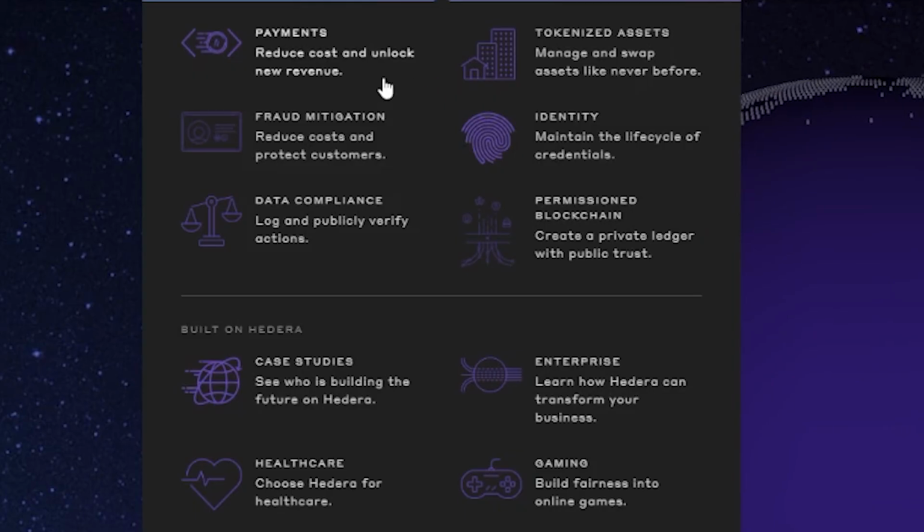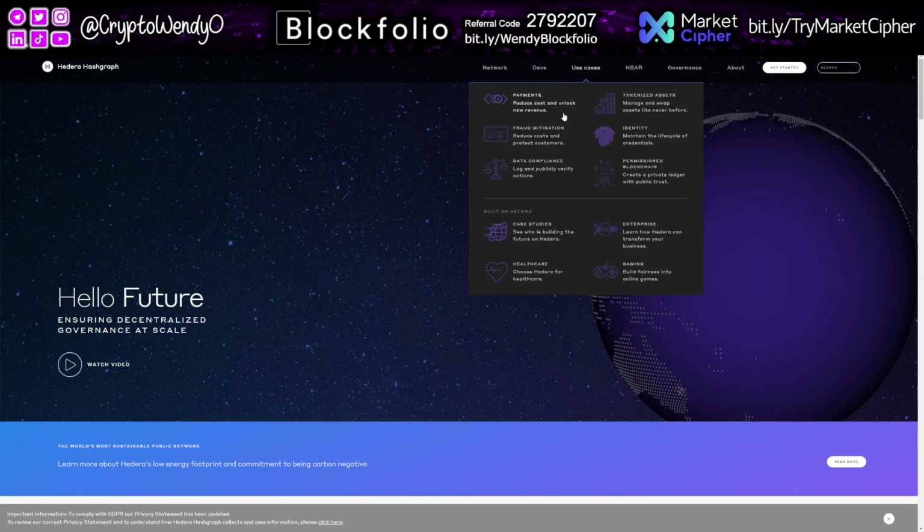So payments, reduced costs and unlocked new revenue. Essentially, because it is a faster cryptocurrency, you don't have those long wait times, and when you're creating fast payment services, it kind of helps with different things because we're seeing a lot of issues with Bitcoin and with Ethereum too. However, Ethereum is running pretty well recently.